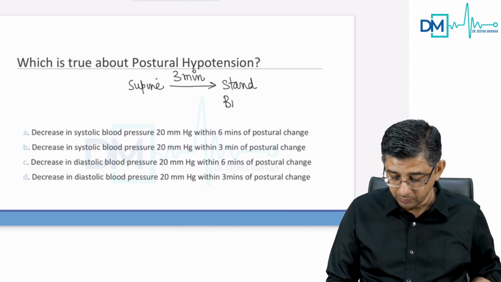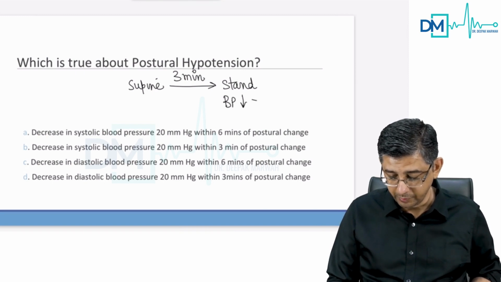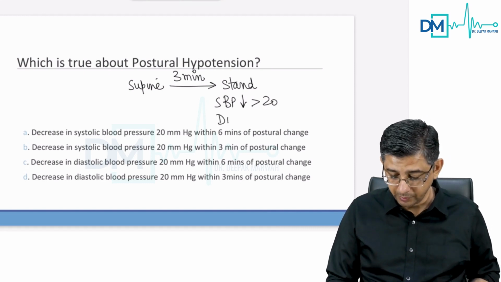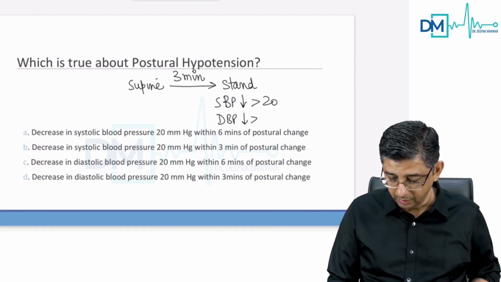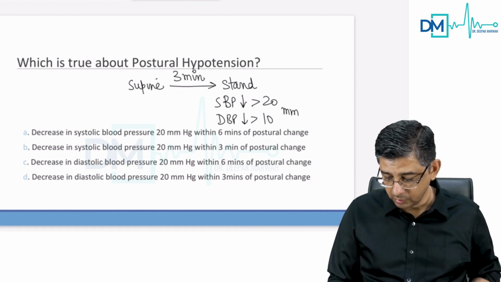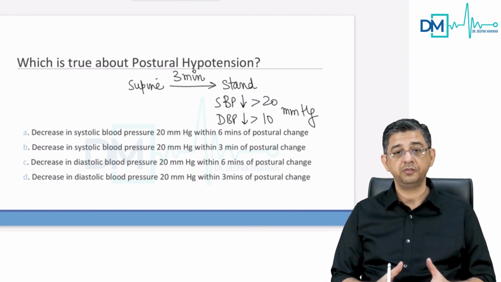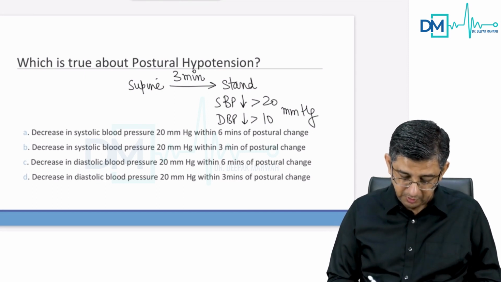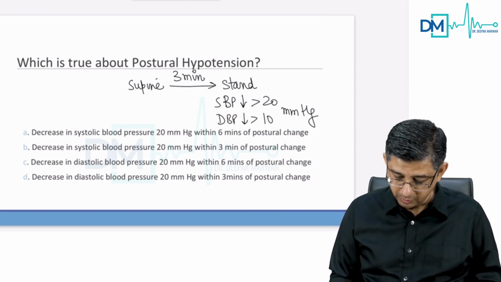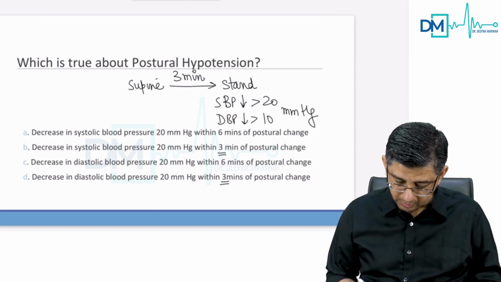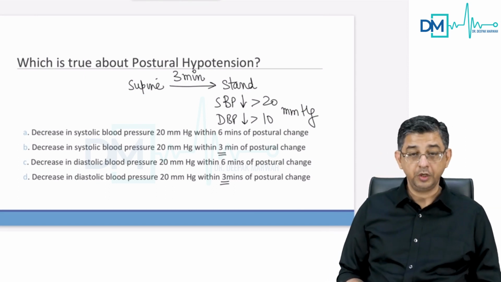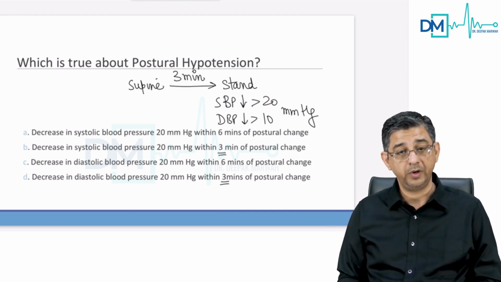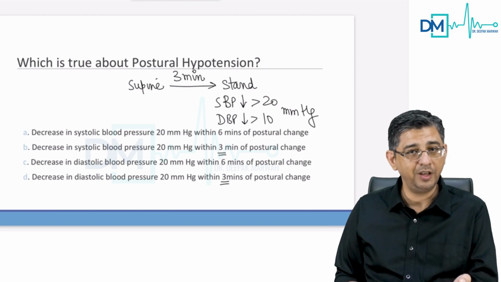If the change of position of the patient causes systolic blood pressure to fall more than 20, and the diastolic blood pressure of the patient to fall more than 10, then it indicates the fact that the patient is having postural hypotension. So the correct answer to this question would definitely be a decrease in systolic blood pressure. You see there are two options with 3 minutes time lag, and he says decrease of systolic 20 millimeter, and look at the words now, diastolic blood pressure 20. So choices are crafted very cleverly, guys.